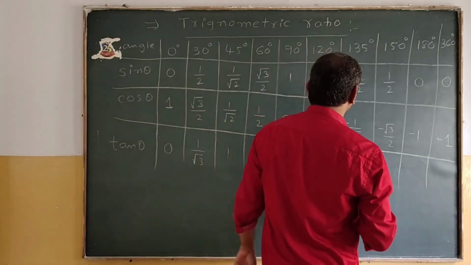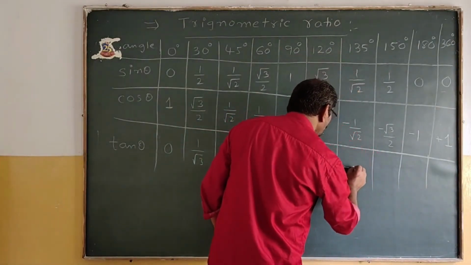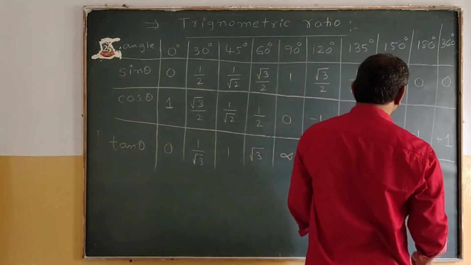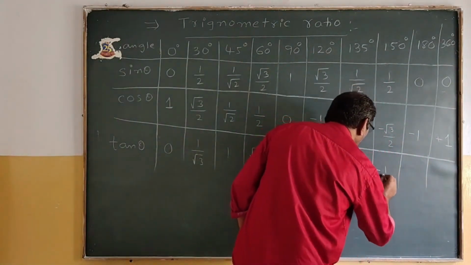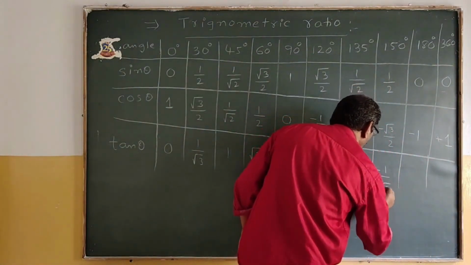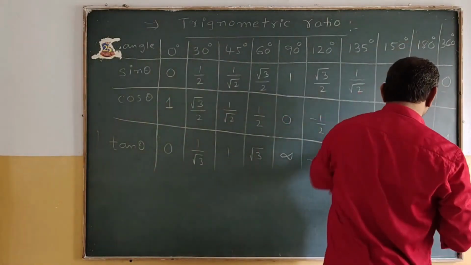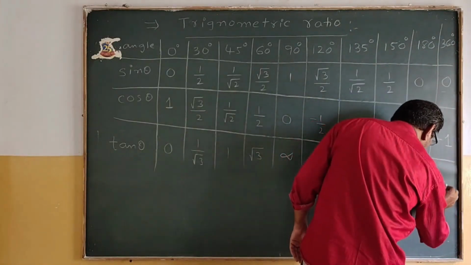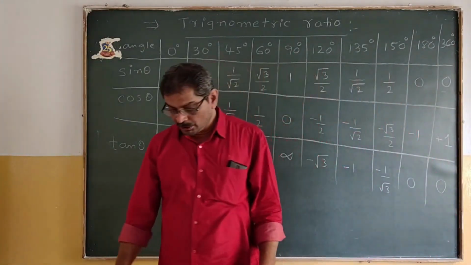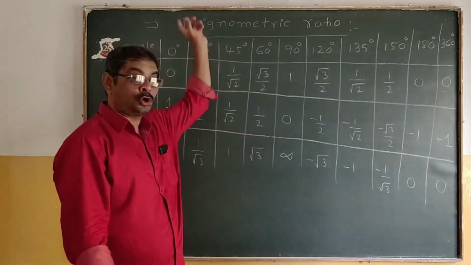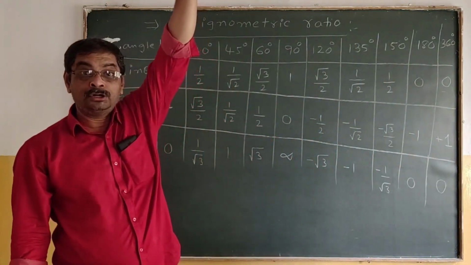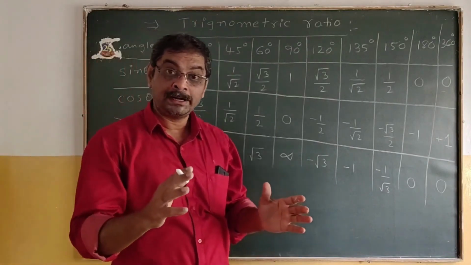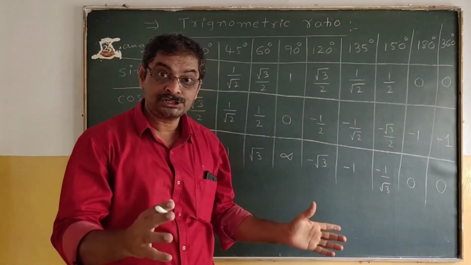Tan 135 degree will be numerically equal to minus 1. Now tan 150 degree, we are going to get minus 1 by root 3. Tan 180 degree will be 0 and tan 360 degree will also be equal to 0. So remember, those are the values we got, generally called the trigonometric ratios.